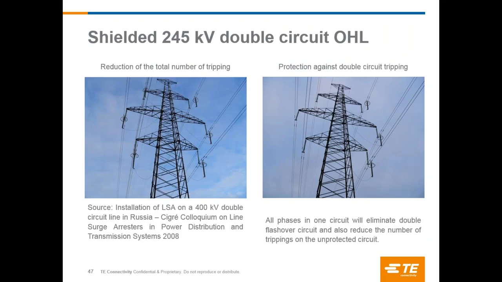This picture shows the example. On the left side, you are looking at the reduction of the total number of tripping. In this case, you are talking about a problem with higher tower footing resistance, in which arresters are installed on the bottom phase for both circuits. In this case, the probability of outage in this specific tower is zero, although there is a probability of back flashover in the neighboring towers, depending on the tower footing resistance value of the protected tower as well as the unprotected tower. It needs to be evaluated during the lightning performance analysis.